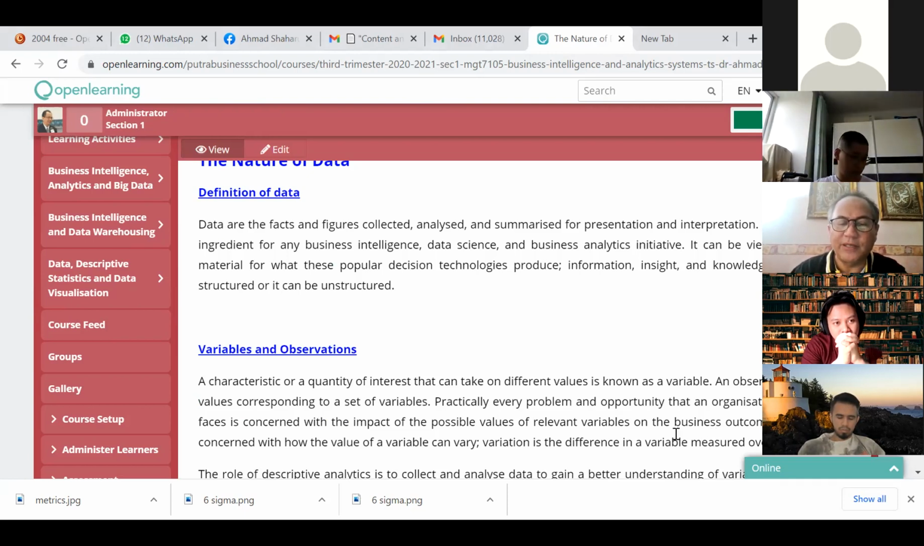So we are concerned with the value of the variable, how it can vary, and the difference between the values of the variable over observations. For example, last year the value of the variable sales is 900,000. This year the value for the variable sales is 1 million. So the variation is 1 million minus 900,000, an increment of 100,000 in sales. I think that is clear, right? Ash, any question, Ash?